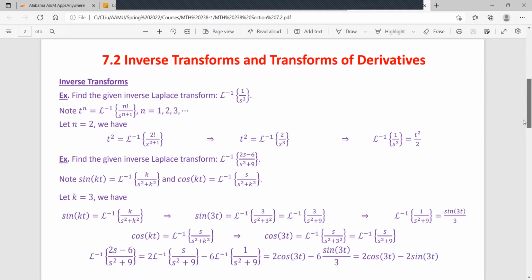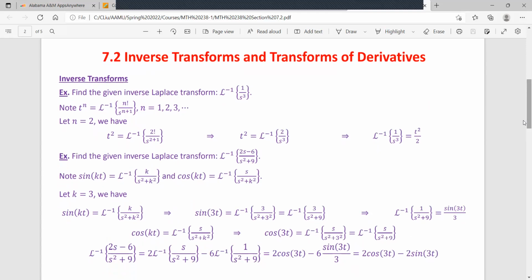Let's do some examples of finding inverse Laplace transforms of some functions. The first example is to find the inverse Laplace transform of 1 over s cubed.